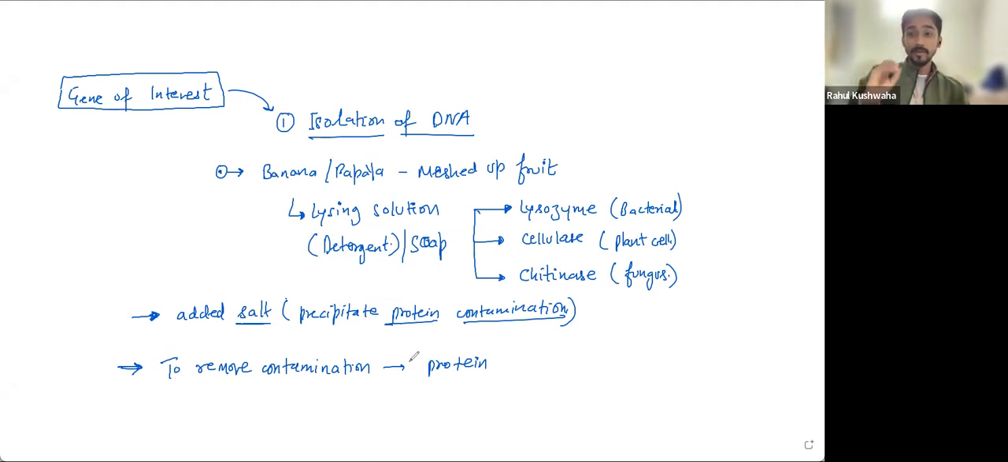But protein is still there, right? And there are DNA binding proteins as well. You know that. What will happen to them? They are already in a bound state with DNA. So do you think that just by adding salt you will get rid of those proteins which are already bound to DNA? No, right? But we would like to get rid of those as well. So we use an enzyme called protease.